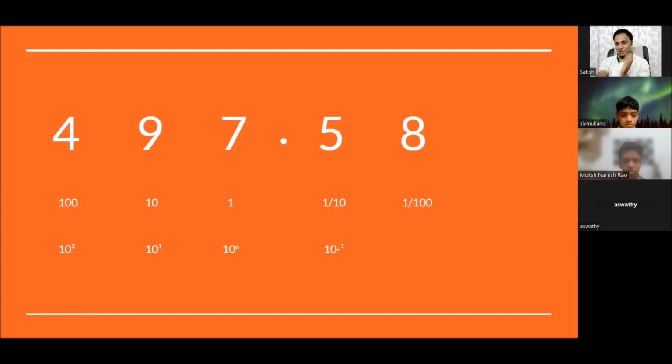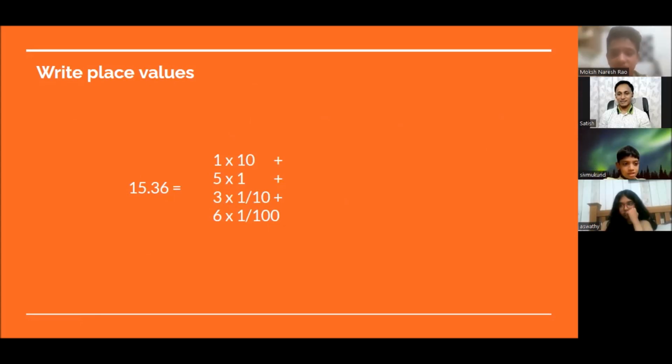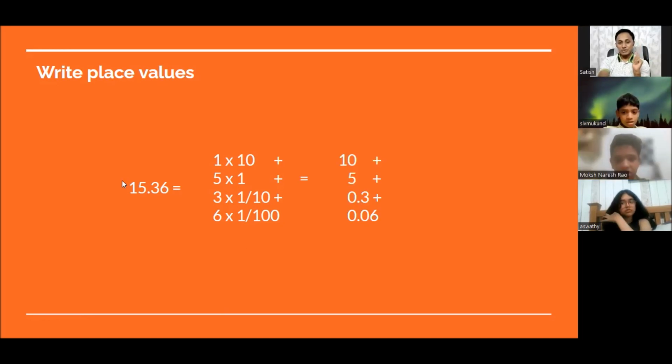So I explained this to you with the value of each of the positions. Remember? And then we wrote this. 25.7 is 2 into 10 plus 5 into 1 plus 7 into 1 by 10, that is 0.7. Right? 20 plus 5 plus 0.7. Then we did this. What was the value of 6 into 1 by 100? 0.06. 6 into 1 by 100 is 0.06. So this 6 is 0.06. This is 6 by 100.